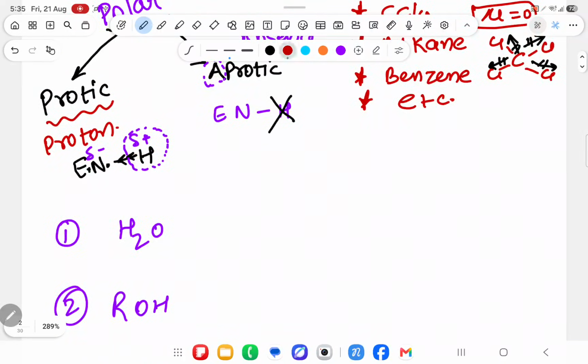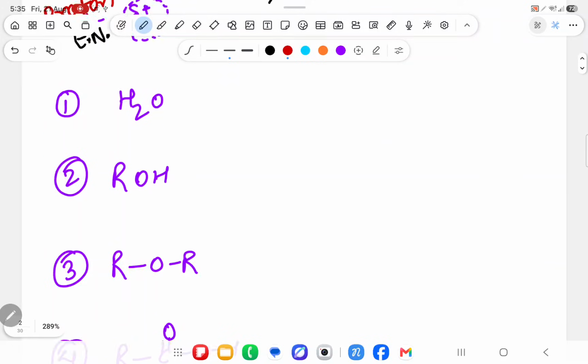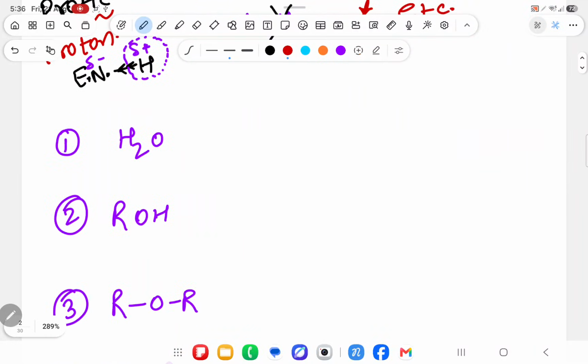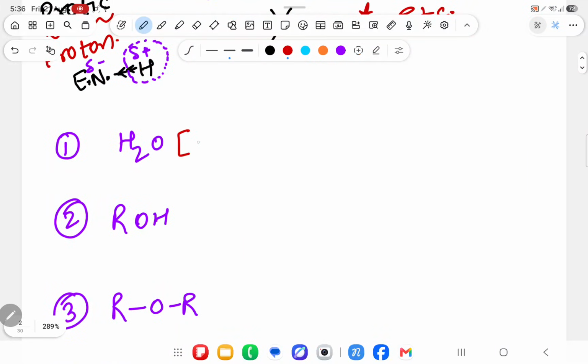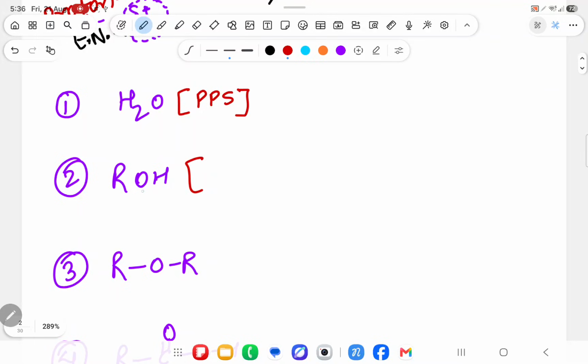Now I will ask you, tell me, is the first one polar, aprotic, or protic? Polar is there, but polar and non-polar we don't have to study that much. Basically we have to study polar protic and polar aprotic solvent. Now over here I have written some examples. Tell me which one is polar protic and which one is polar aprotic. H2O: the electronegative atom is oxygen and it has hydrogen, so polar protic solvent. PPS means polar protic solvent. Oxygen is there, with that there is hydrogen, polar protic solvent.